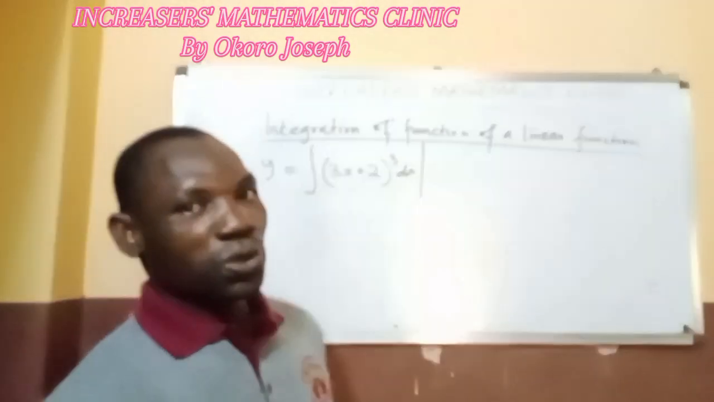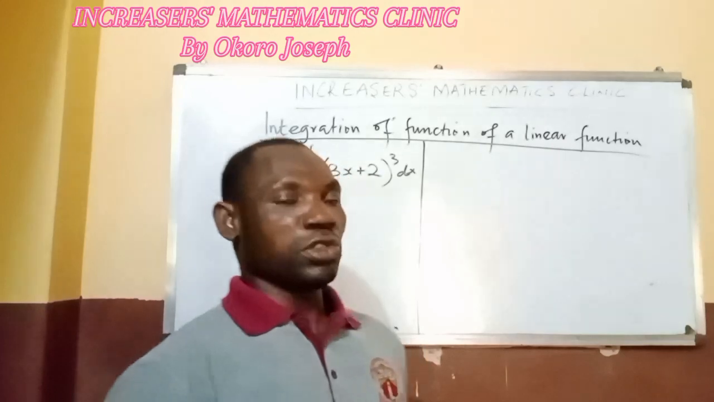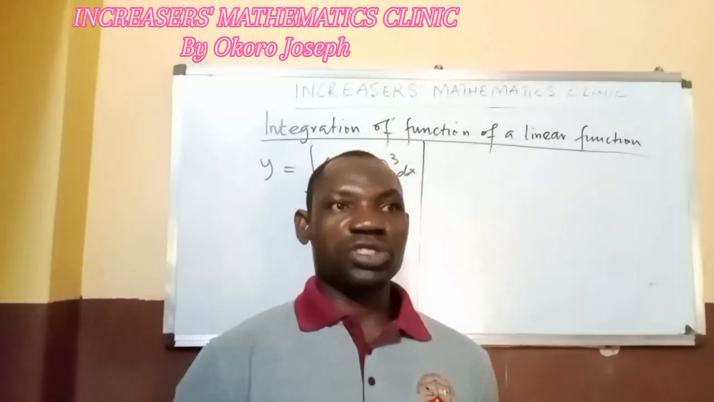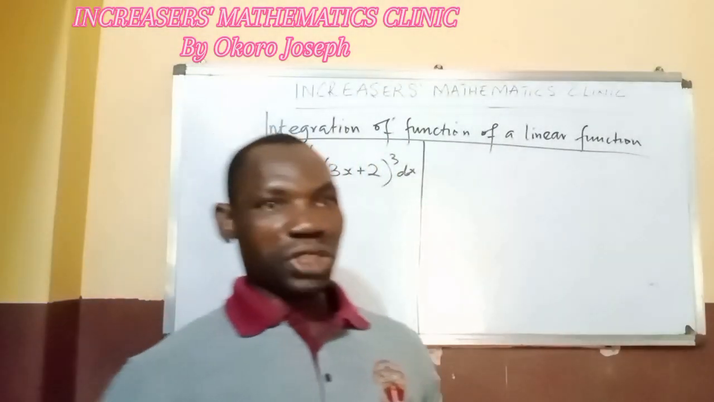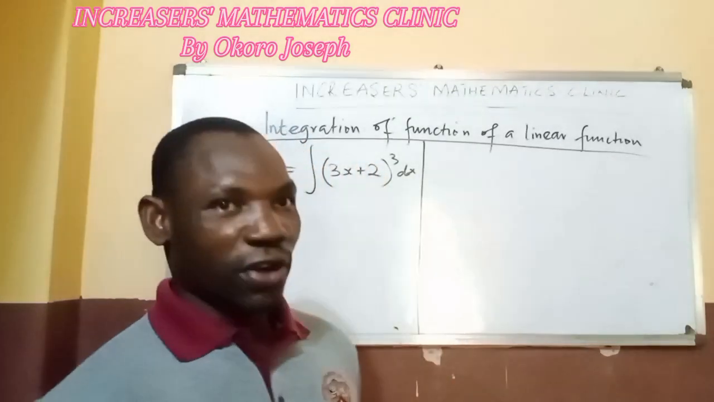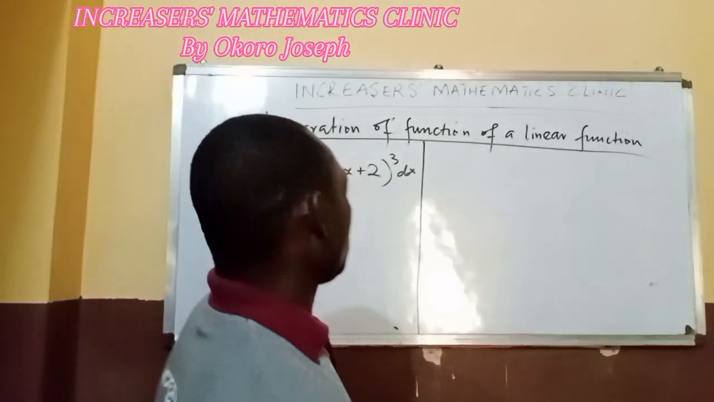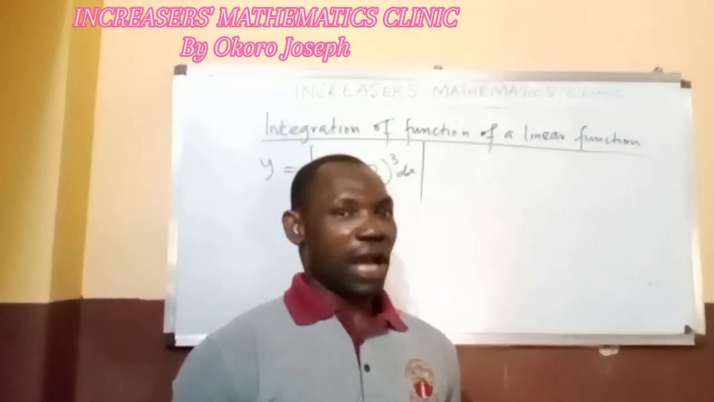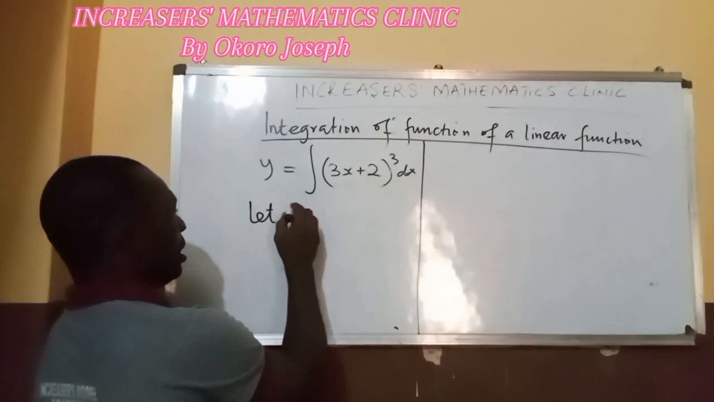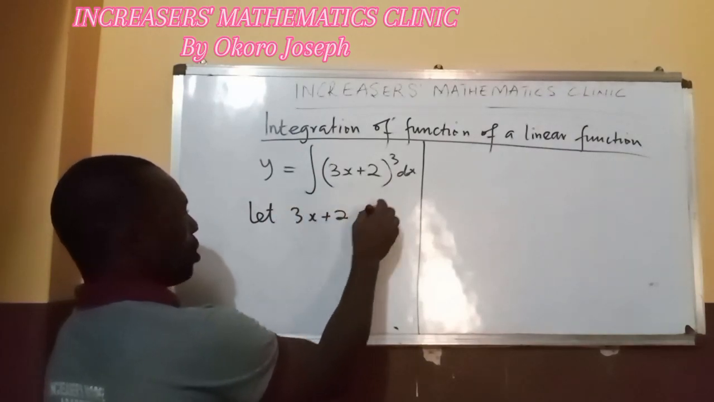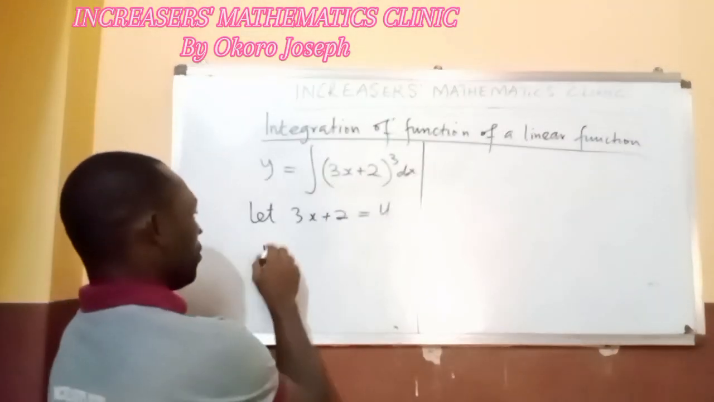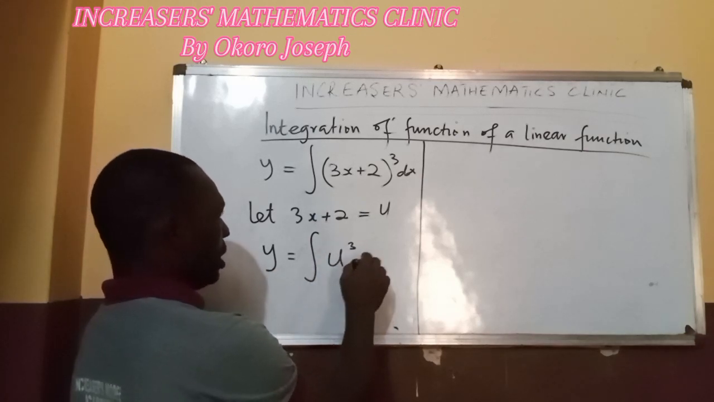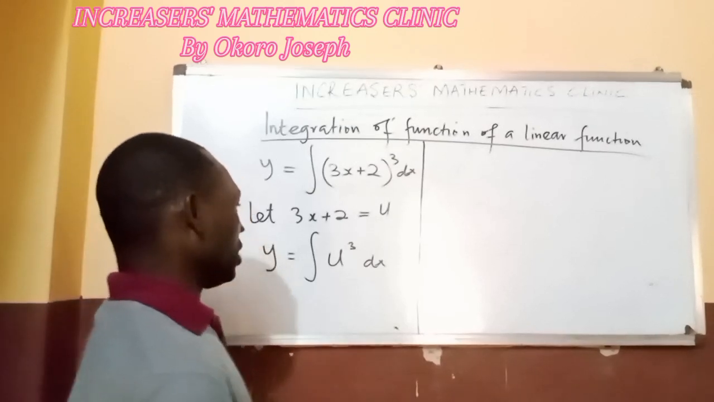The first thing you do is to replace or substitute the linear function 3x plus 2 with any arbitrary constant. The arbitrary constants could be any letters of the alphabet ranging from A to Z. And for the sake of this particular question on the board, I am going to assign 3x plus 2 the value u. So let 3x plus 2 be equal to u, meaning that I now have y is equal to the integral of u raised to power 3 dx. So that is our new function now.